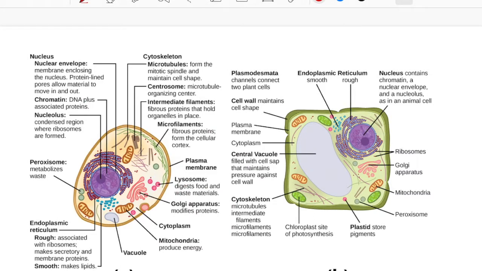So once again, we've covered a lot of material very quickly in this lecture, but it's important that we understand how all of these organelles work, how they work together, and how they allow for a cell to function correctly.